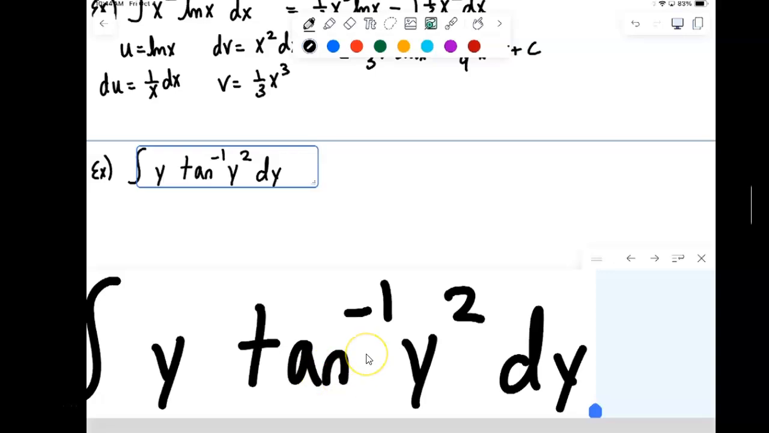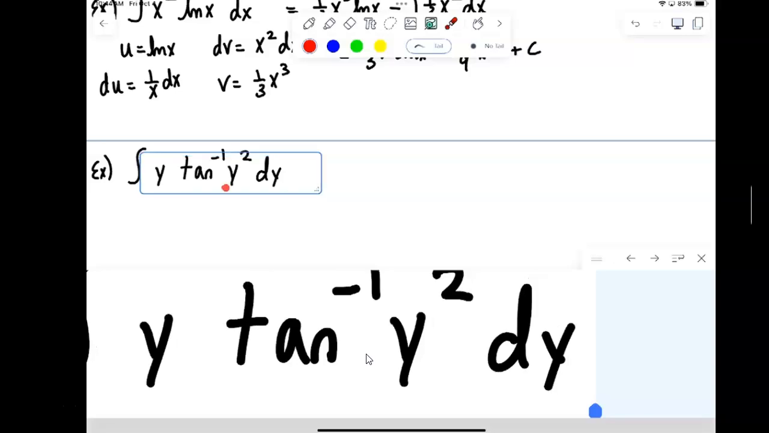So our next example involves an inverse tangent function. Before we get to that, though, we do have a product, so you can suspect how this might, in some way, relate to some kind of product rule. Before we do that, I want to notice that I have y squared inside of my inverse tangent. So in other words, that's a composite function.